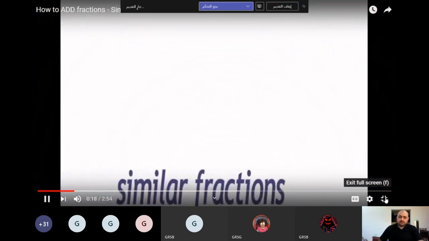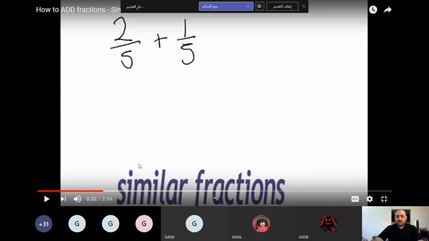So what are similar fractions? Well, let's take an easy example. 2/5 plus 1/5, or 2 over 5 plus 1 over 5. See here, similar fractions, the same idea as like fractions, the same meaning. So I can name them like fractions or similar fractions, the same idea.